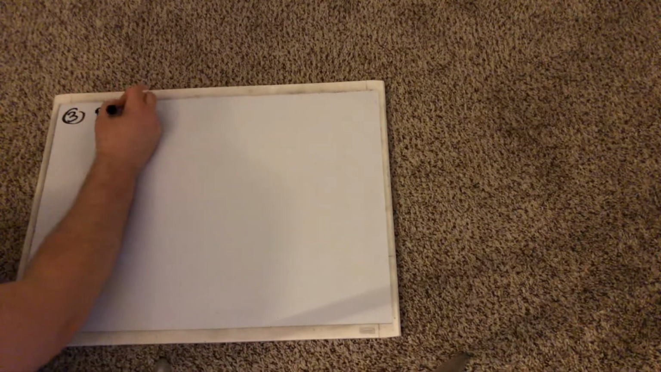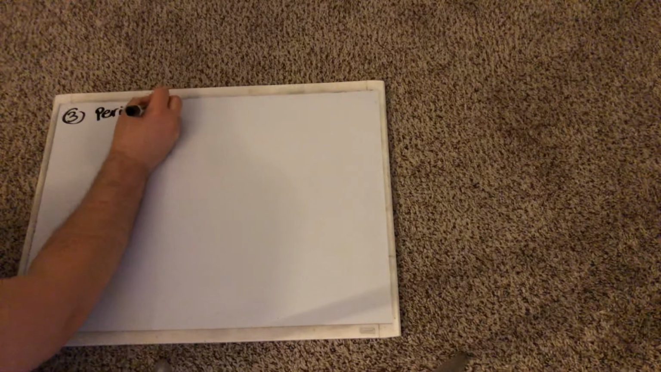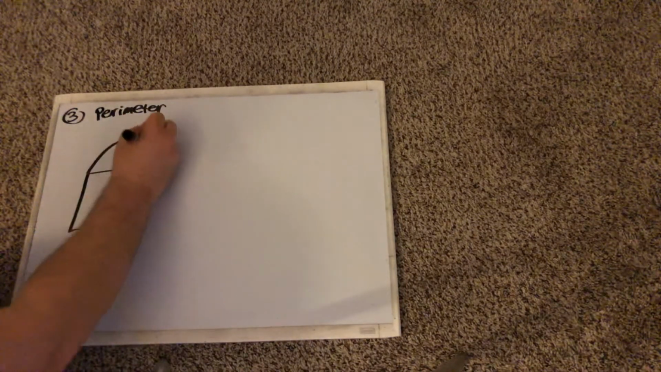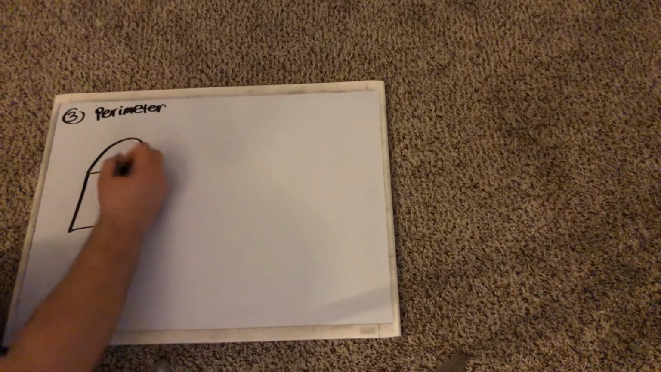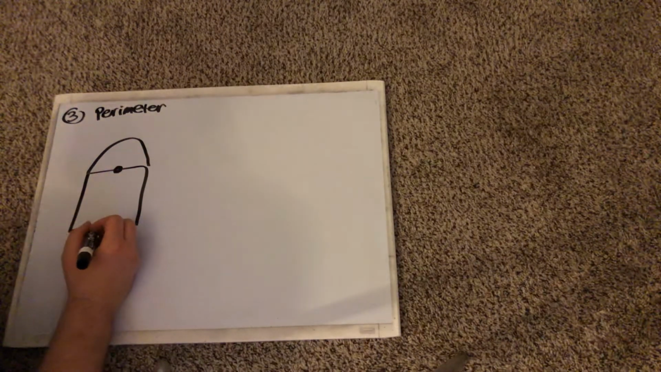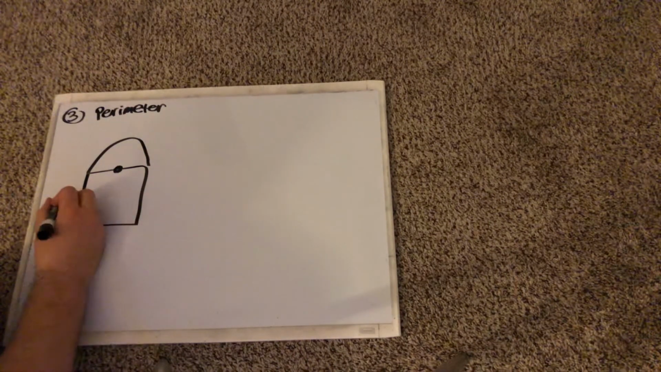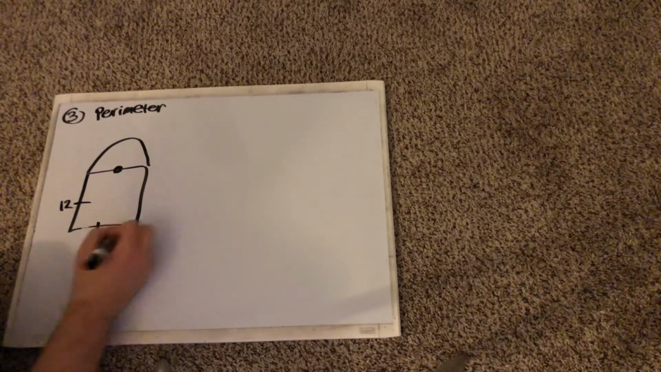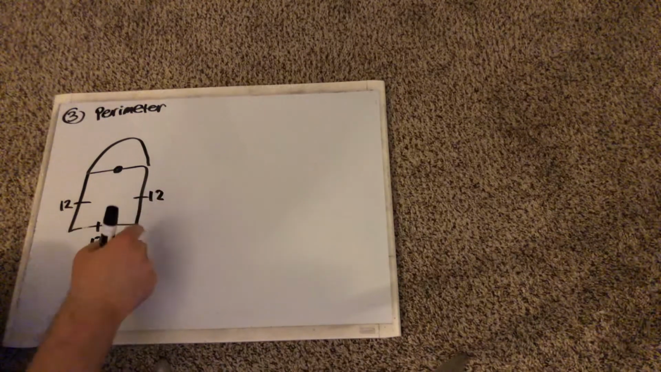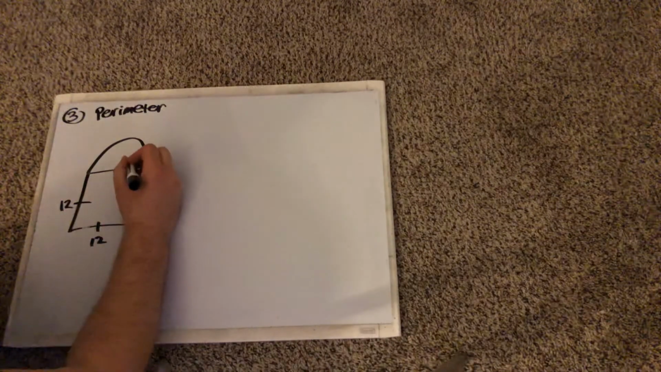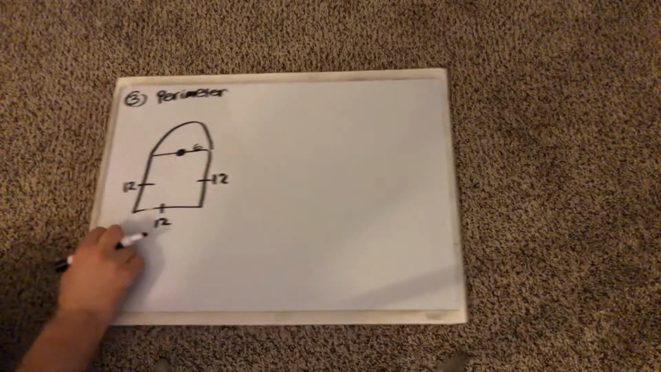Alright. Number 3, we're finding perimeter now. It kind of looks like the key on a basketball hoop. I am going to say this is 12, this is 12, and this is 12 because they're all congruent. That means this has got to be 12 as well here, which means this has got to be 6. So the radius is 6.